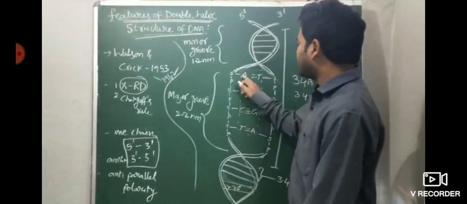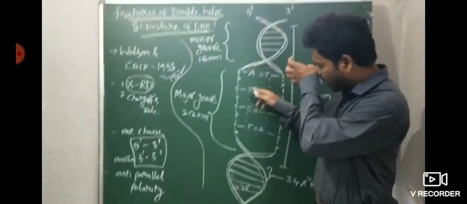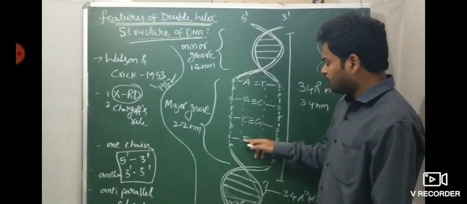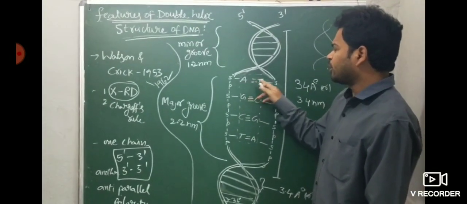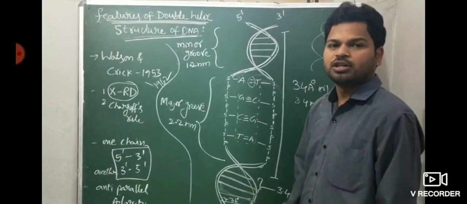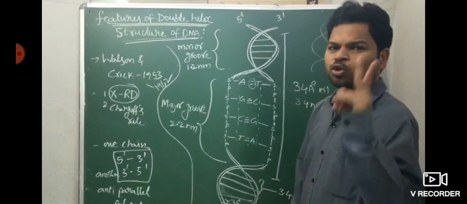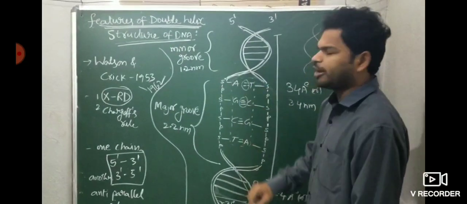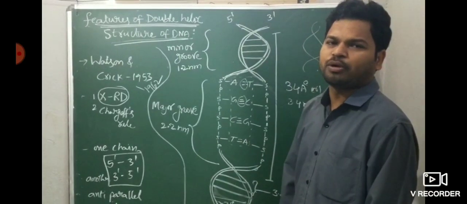Hydrogen bonds. Adenine always pairs with thymine, guanine pairs with cytosine, cytosine pairs with guanine, and thymine pairs with adenine. In between adenine and thymine, 2 hydrogen bonds are there. But in between guanine and cytosine, 3 hydrogen bonds are there. This is also very important.